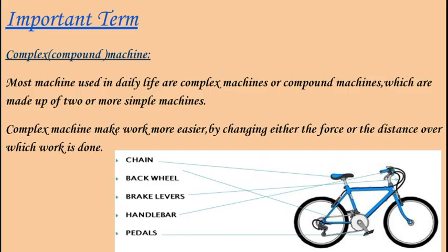Important term: complex or compound machines. Most machines used in daily life are complex machines or compound machines, which are made up of two or more simple machines. Complex machines make work easier by changing either the force or the distance over which work is done.